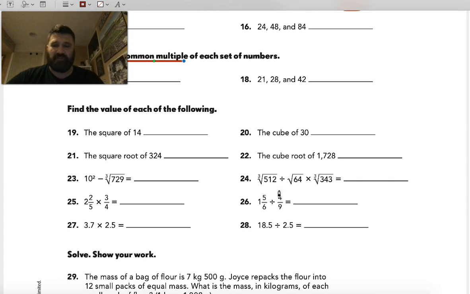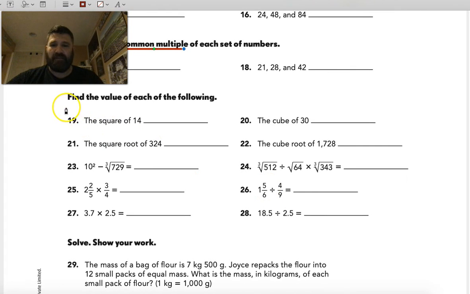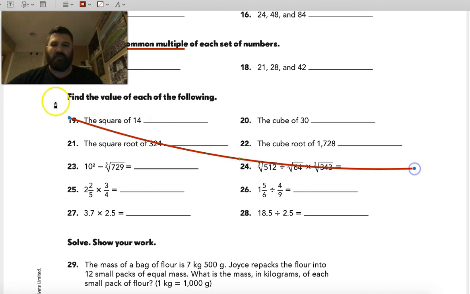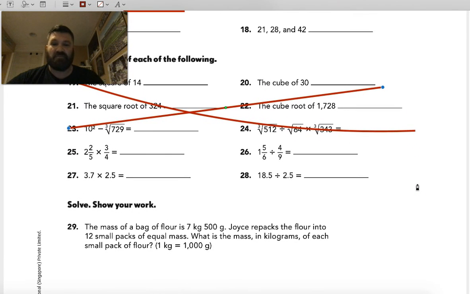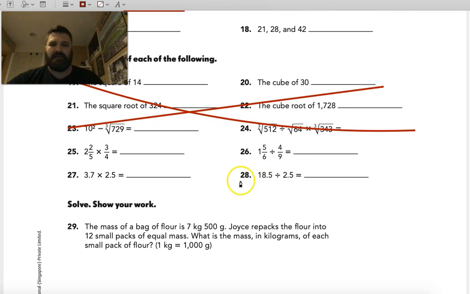Find the value of each of the following. We did not work on 19 through 24, so you can skip those. I will double check and verify that we don't need to do those on the state testing. I'm just basing it off of what we talked about together as 6th grade teachers, that is 7th grade math work now, because this math book is old and not very good. Okay, so you should be able to do these.